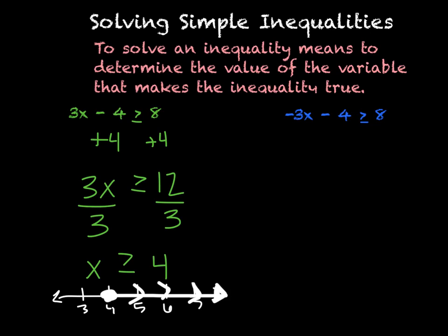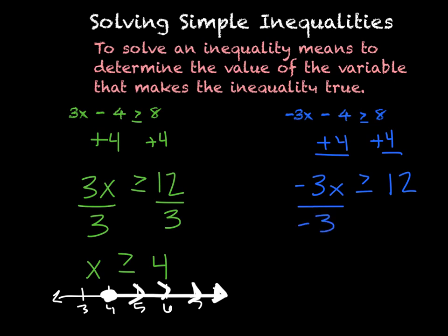Okay. All right, last example, and then we'll let you go. So we're going to do the same thing. We're going to add 4 to both sides. So I'm left with negative 3x is greater than or equal to 12. And now we are dividing by a negative 3.